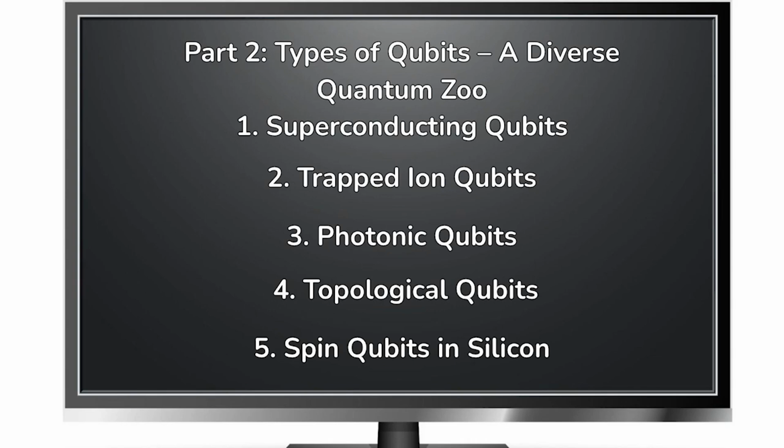Pros: Potential for large-scale integration, long coherence times. Cons: Very difficult to manufacture precisely. Still in early stages. As you can see, there isn't one right type of qubit yet.